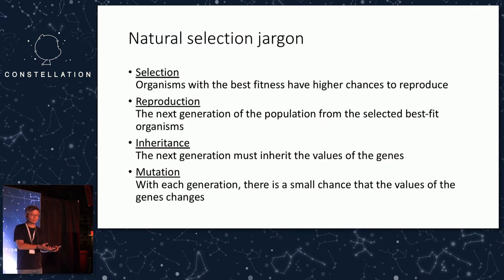Selection: organisms with the best fitness have a higher chance of reproduction. Reproduction: the generation of a population from the selected best-fit organisms. Inheritance, so this is really the crux of the matter: the next generation inherits from the previous generation. And mutation: each generation, there's a small chance the values of the genes change.